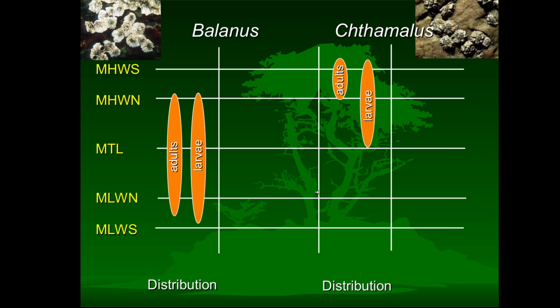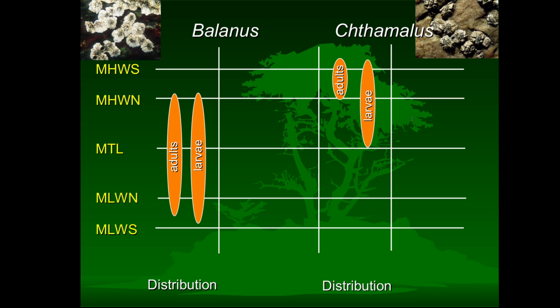So barnacles have a pelagic larval phase, and they settle on the rock over a larger elevation span than the adults. So the adults of Thamylus are higher up than the adults of Balanus. Larvae settled out over a wider range and did have quite a bit of overlap. So the lower portion of the Thamylus distribution of larvae and juveniles overlapped substantially with the upper portion of the Balanus distribution.